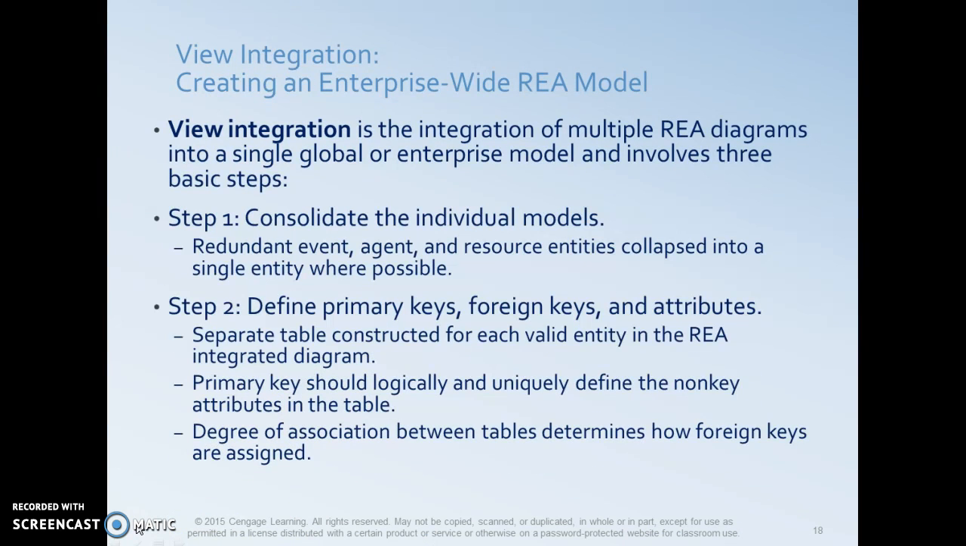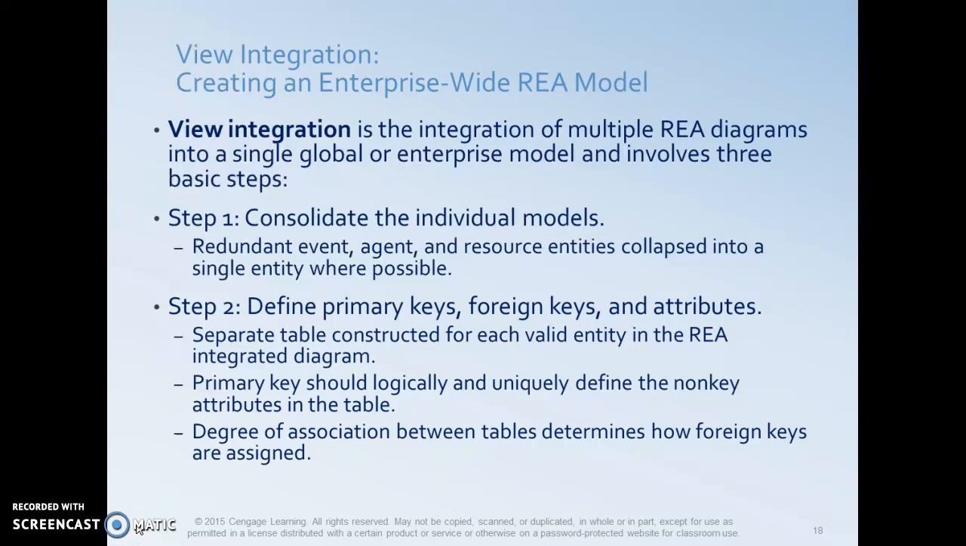So we're going to view integration, creating an enterprise-wide REA model. What are we going to do? We're going to consolidate the individual models. Redundant event, agent, and resource entities collapse into a single entity where possible. So in this, we're also trying to make things as efficient as possible. And that's what really helps when you do this REA model, because you can literally see where there are inefficiencies.